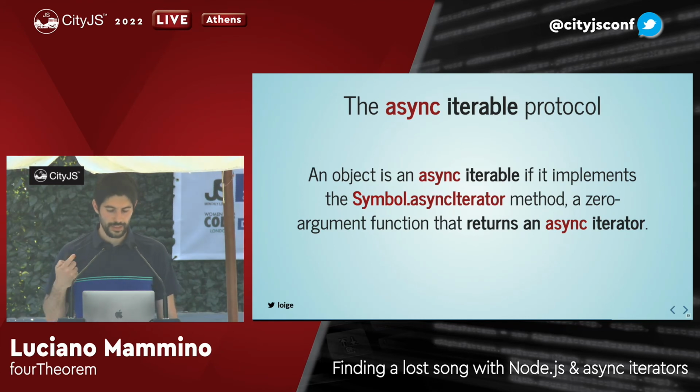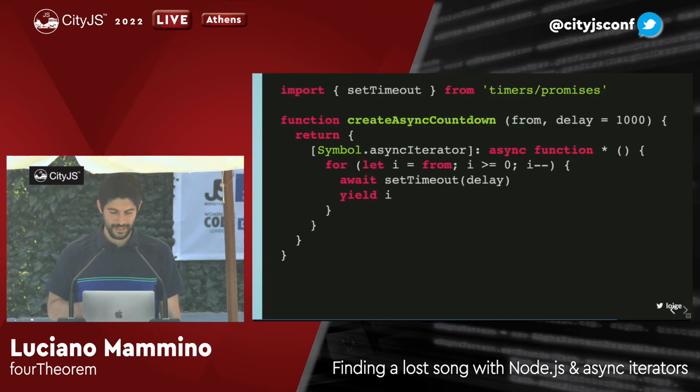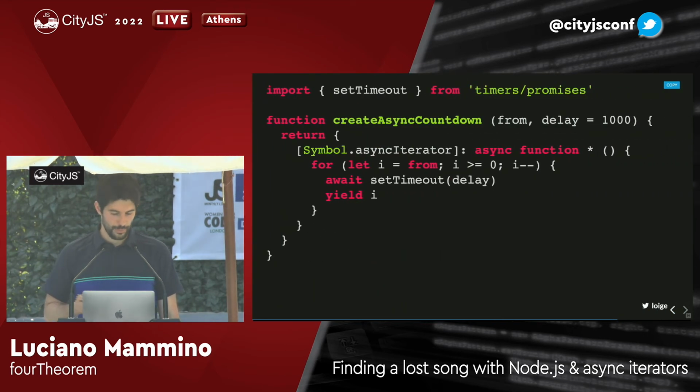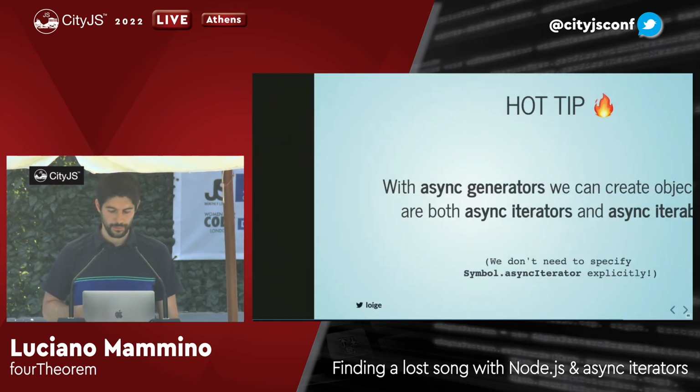So there is also the async iterable, and guess what, it is almost the same. You need to have a special method called Symbol.asyncIterator that returns an async iterator. So that should be fairly easy at this point. And here we can also update our example to use this Symbol.asyncIterator, and that returns an iterator.